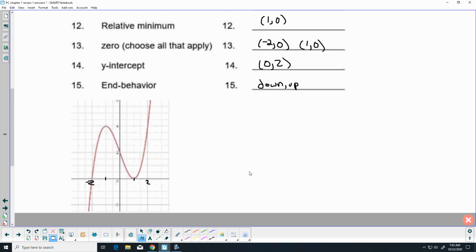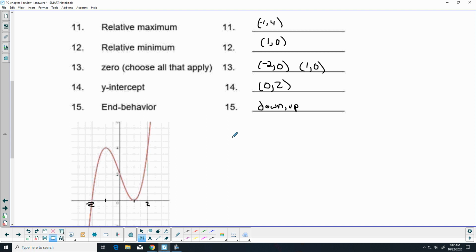Here's the picture. Relative maximum is a high point at -1, 4, sorry. Minimum, right there, low point at 1, 0. The zeros, that's where it crosses the x-axis, are -2 and 1. The y-intercept is at 0, 2. And the end behavior is down, up.